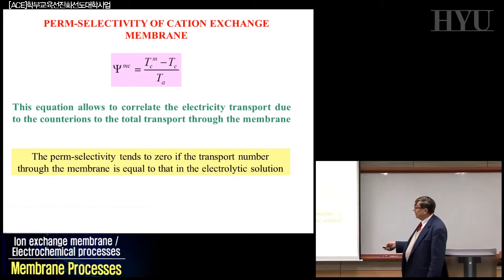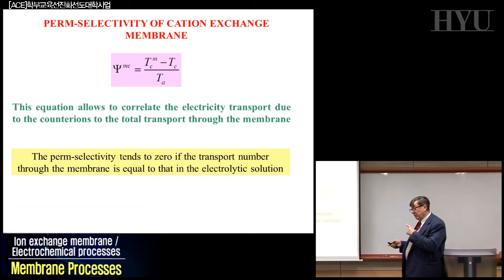Again, perm selectivity tends to 0 when the transport number in the membrane is equal to that in the electrolyte. When they are 0.5 and 0.5, 50% and 50%, this number is basically 0. There is no selectivity in the system. The membrane doesn't work, basically.